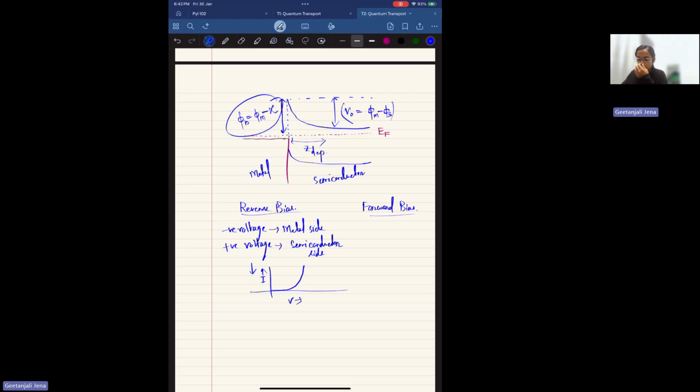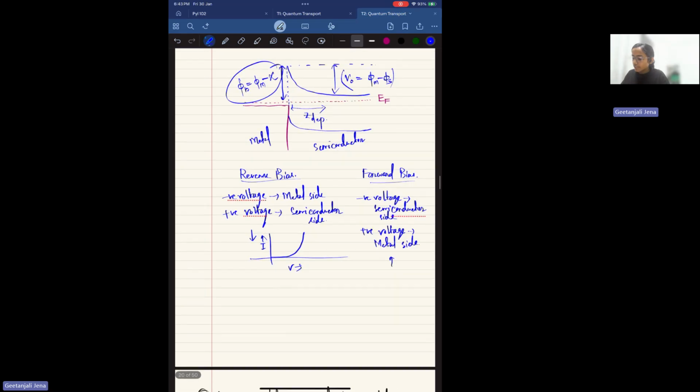On the other hand, for the forward bias case, we apply negative voltage to the semiconductor side and positive voltage to the metal side. For this case, the depletion length will increase, and this prevents the charge carrier movement. So that is why the current will be negligible for this case.